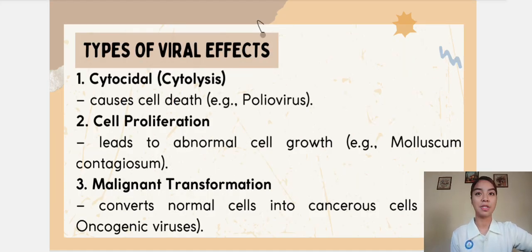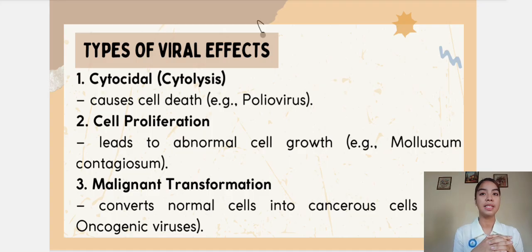These are the types of viral effects. Number 1, we have the cytocidal or cytolysis. It causes cell death. A given example is the polio virus. Polio virus can cause what we call polio, and this virus attacks the nervous system and causes paralysis. That is why in cases we saw of people having polio, they have paralyzed legs. It can be the left or right, or in worst case scenarios, both legs.